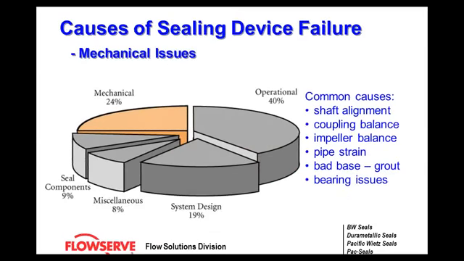Mechanical. Some common causes: shaft alignment, or better yet, misalignment, coupling balance, impeller balance, and pipe strain. Pipe strain is actually a kind of hidden killer. You'll build up a pump, everything will be fine, you put it in the plant, and you have to use come-alongs to straighten out the pipe runs to get them to bolt up to the pump. This imparts a lot of strain into the pump itself and can wreak real havoc with a mechanical seal.